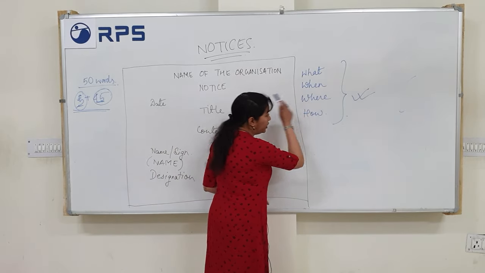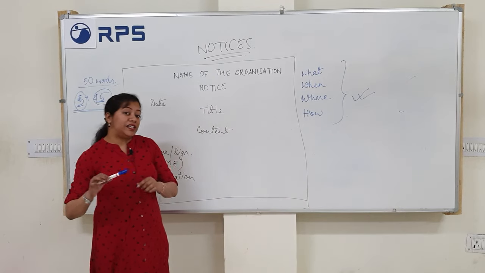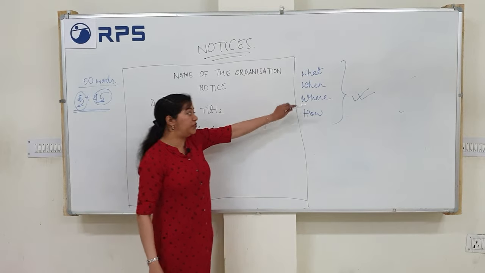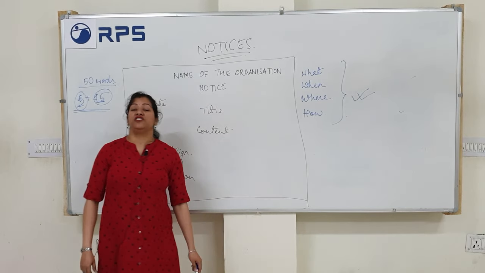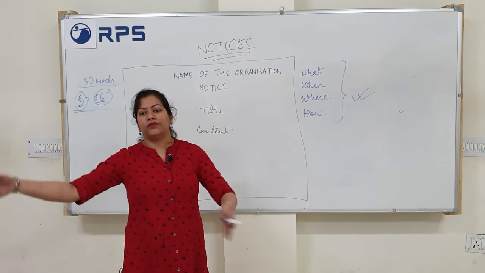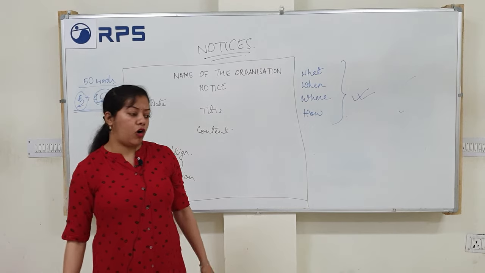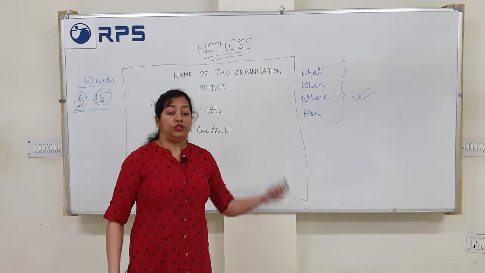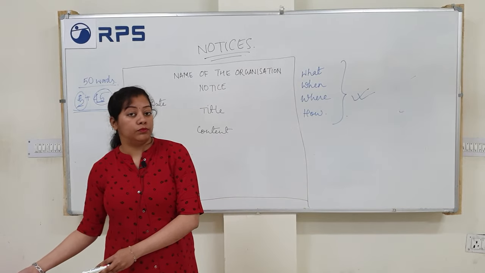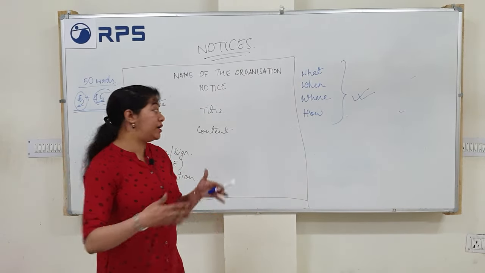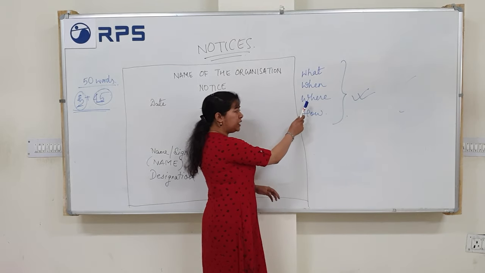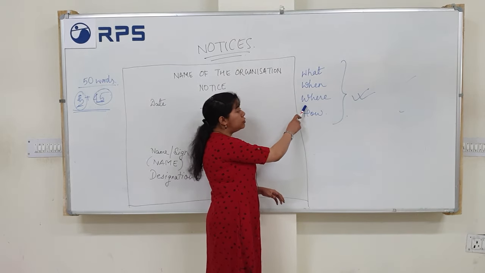Now next, where. Where means where it is going to take place. In some cases it is going to be the venue, in some cases it is going to be a particular place or something. Often we mention it's going to be organized at the auditorium, school playground, school premises, etc. So where is again very important for you people, where that event is going to take place.